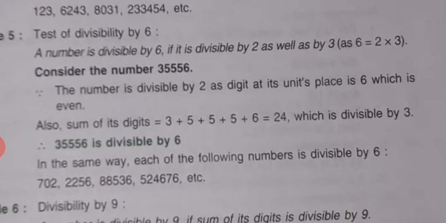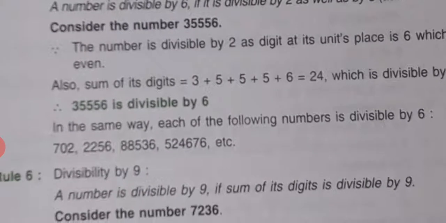And for the test of divisibility by 3, we have to find the sum of the digits. Here the sum of the digits is 24, and 24 is divisible by 3. So we can see this number is divisible by 2 and 3 both. So obviously it is divisible by 6.